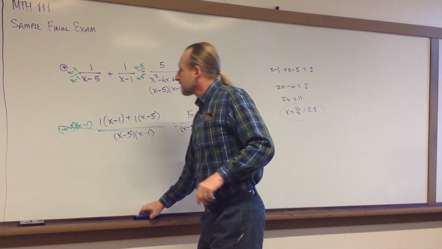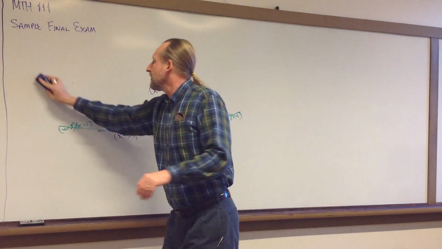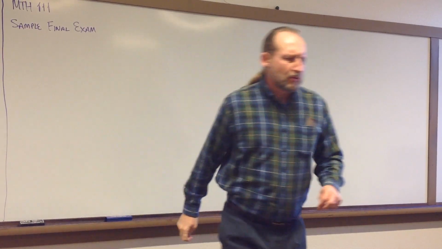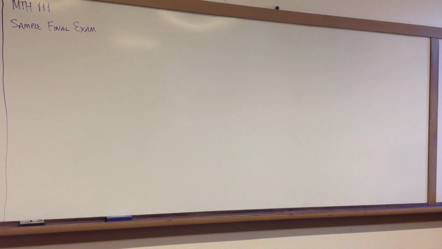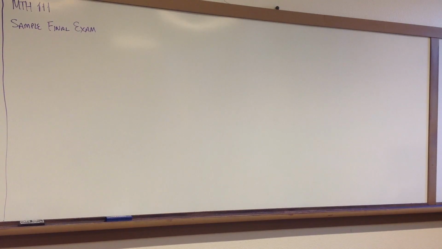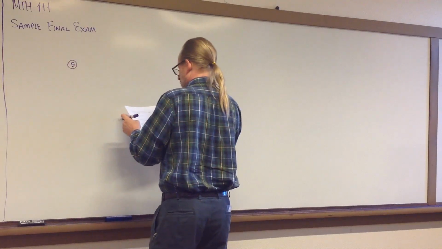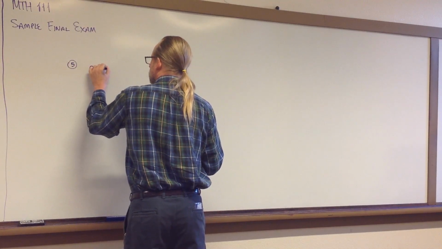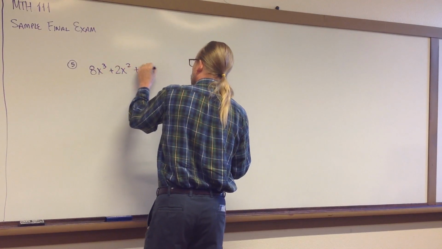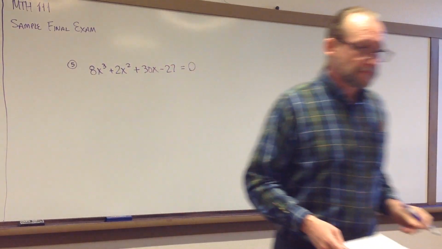Okay, that's all the stuff from Chapter 1. On the next page, we have a bunch of problems from Chapter 2. So let's see here. Problem 5. What do we have here? 8x to the third plus 2x squared plus 30x minus 27 equals 0.